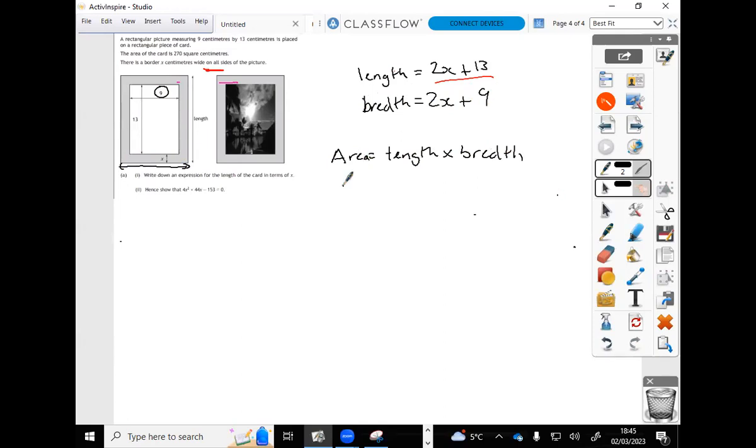So the area is going to be length 2x plus 13 multiplied by 2x plus 9. Now remember, this is a calculator paper, so 9 times 13 you can do in a calculator. It was paper 2, wasn't it? So area, if we break that down, in fact, we need to equate it to 270. We're also told area is equal to 270. So we need to equate that to 270.